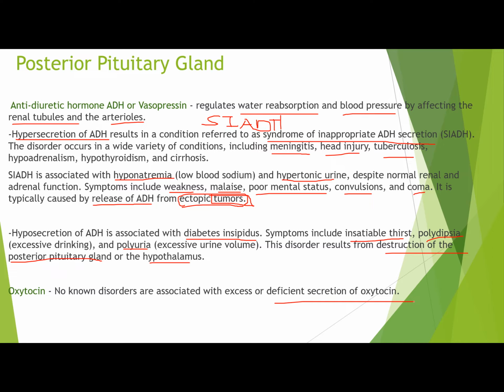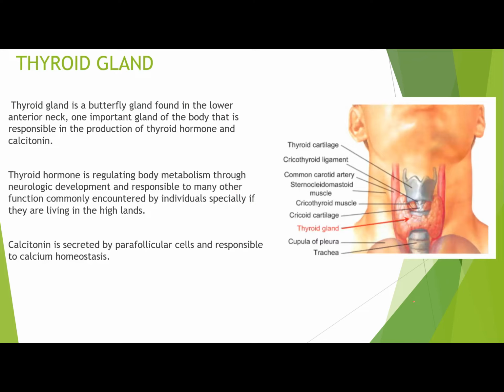Now let's go to the thyroid gland class. So when it comes to the thyroid gland, this is a butterfly gland found in the lower anterior neck and is responsible in the production of your T3 and T4 and calcitonin. So it regulates body metabolism through neurologic development and responsible to many other functions commonly encountered by individuals, especially if they are living in the highlands. Calcitonin is secreted by the parafollicular cells and is responsible for calcium homeostasis.